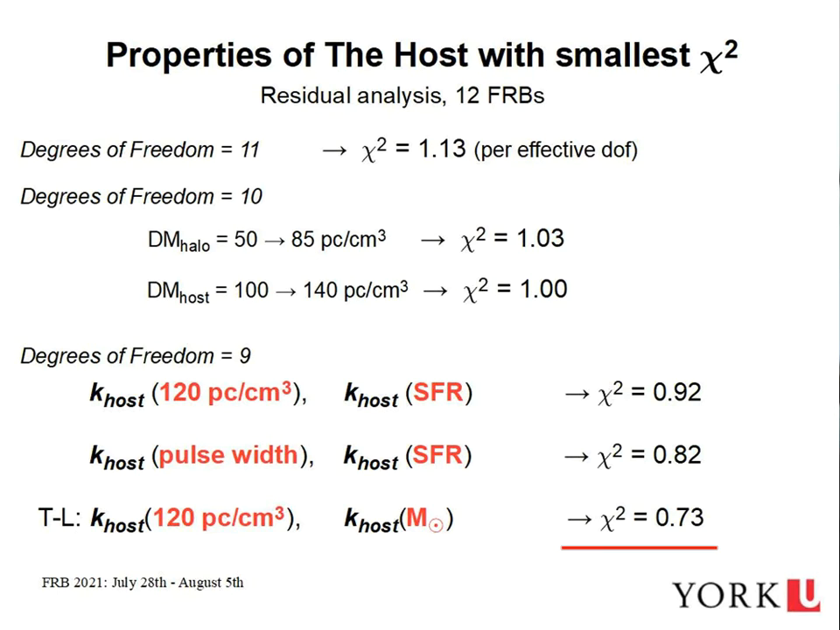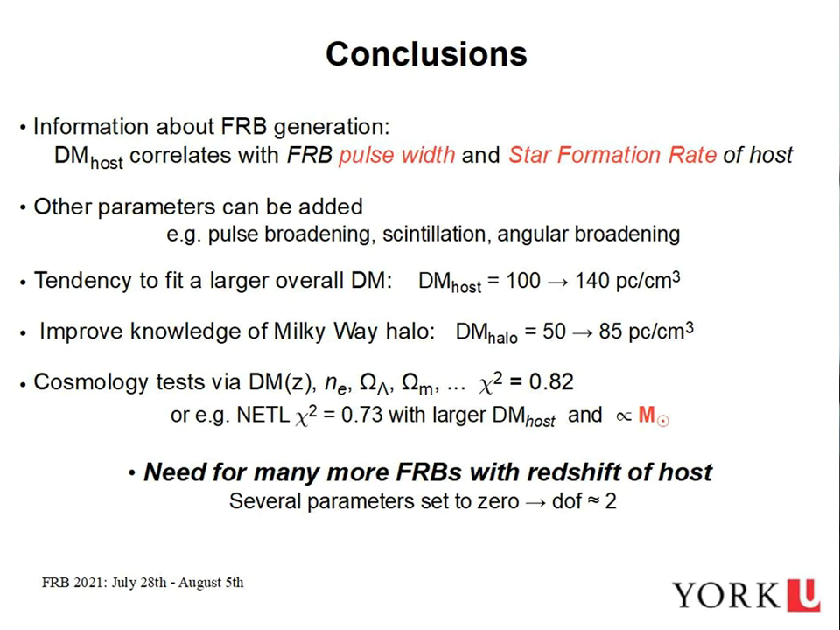Finally, with the tired light model, we get an even further improvement in chi-square by using the mass of the host as an adjustable parameter. So in conclusion, this analysis gives us more information about FRB generation. The dispersion measure correlates with the FRB pulse width and the star formation rate of the host.